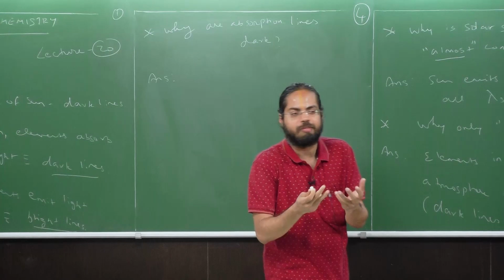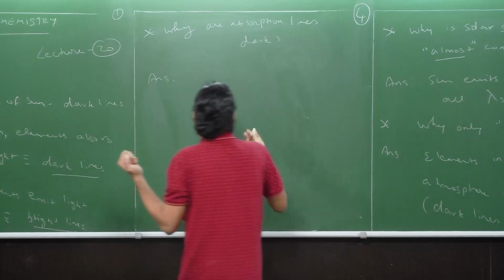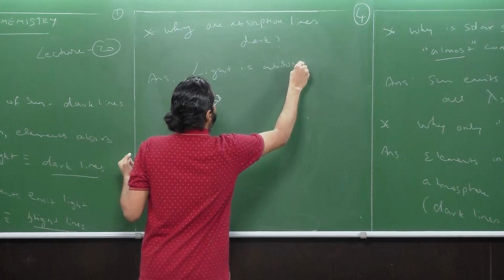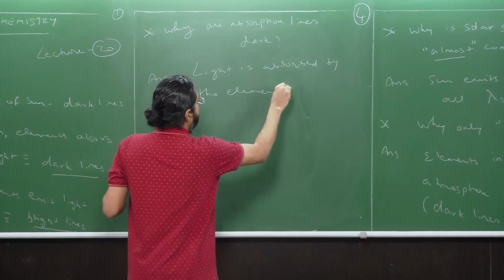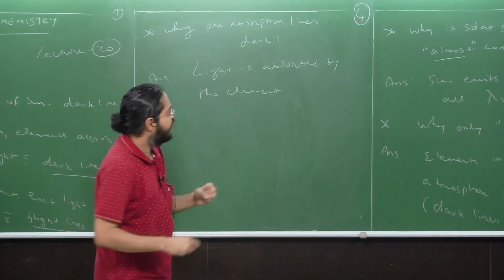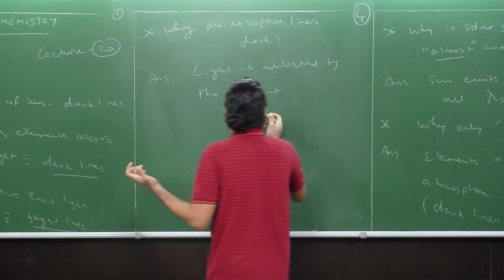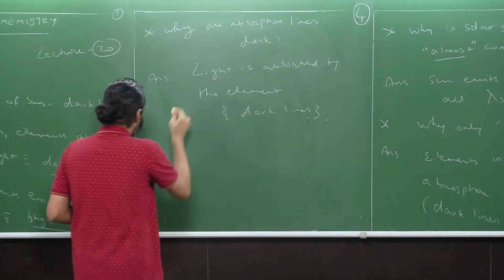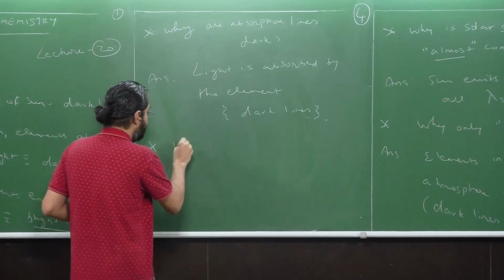Well, what is the answer? If you imagine light to be some entity, that light is absorbed by a molecule, by the element. And that is why you see them as dark lines. Light is absorbed, and so, when light is absorbed, what do you get? What is the opposite of light? It's darkness, right? So therefore, you get dark lines.